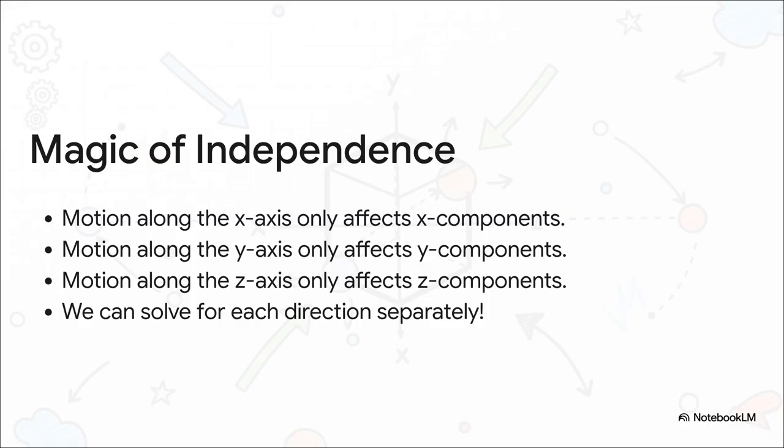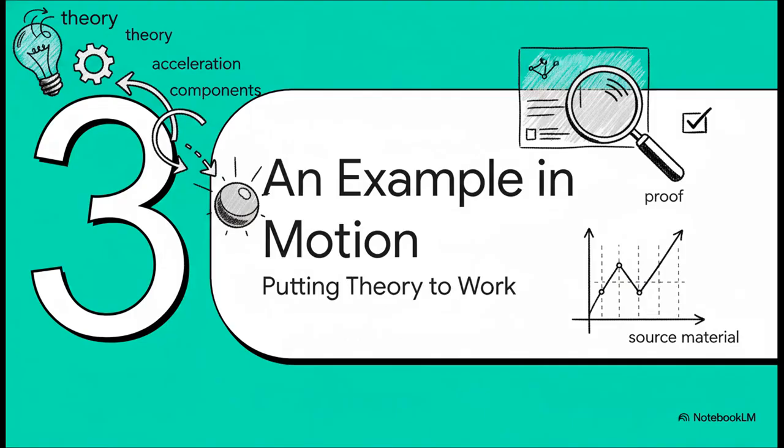Well, it all comes down to this beautiful principle: independence. What happens in the x direction stays in the x direction. It has absolutely no effect on what's going on along the y-axis. This independence is our magic key. It lets us solve for each direction on its own and then just snap the pieces back together at the end. Okay, that sounds awesome in theory, but let's see it in action.